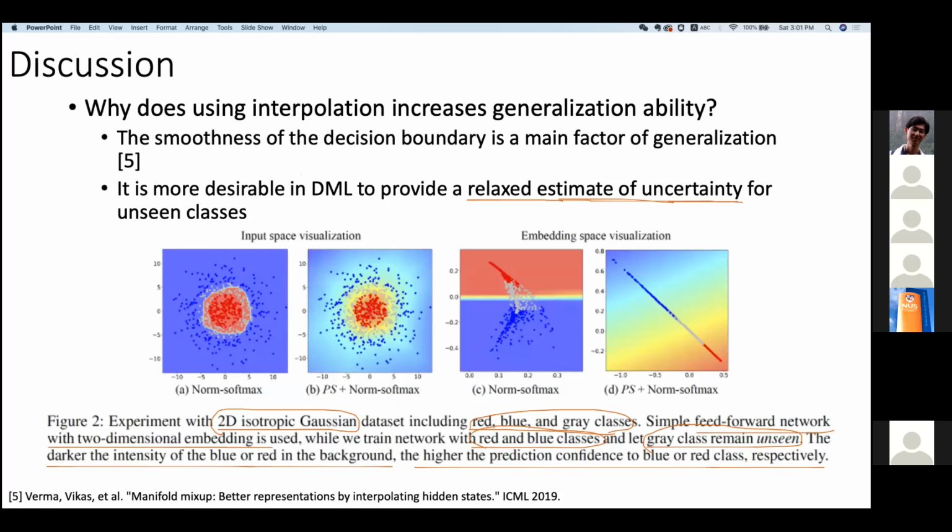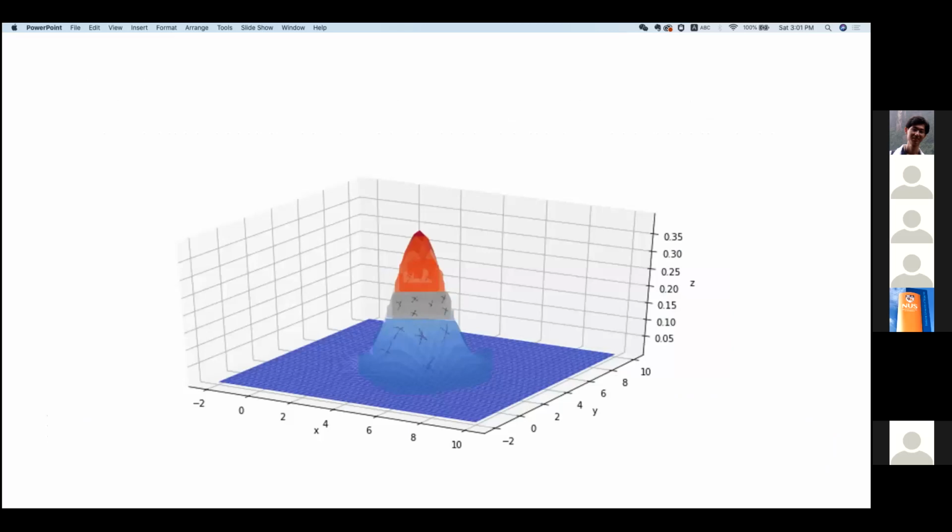But to see this, in the paper they use an artificial 2D Gaussian data set and visualize what happens before and after using the proxy synthesis. In their artificial data set, they have three classes: a red class, a gray class, and a blue class. They are drawn from a two-dimensional multivariate Gaussian distribution. If Z is large, then it is colored red. If Z is low, then it's colored blue. If Z is in between, then it's the gray class.